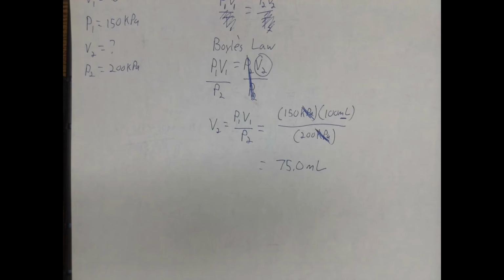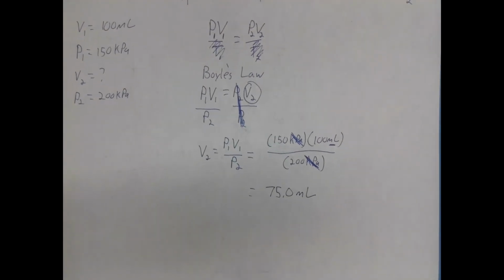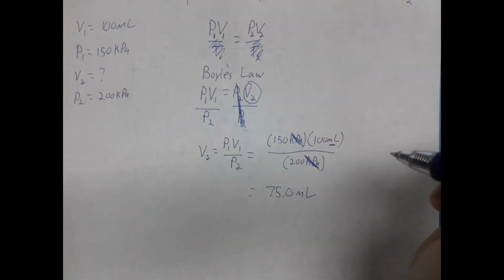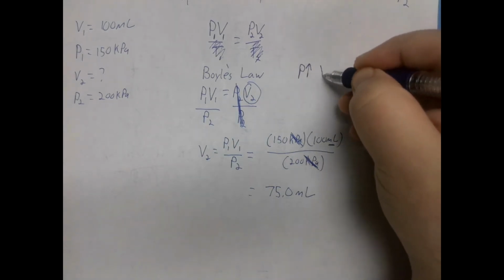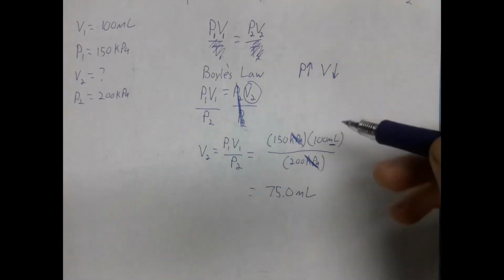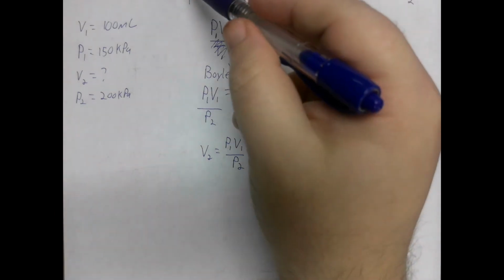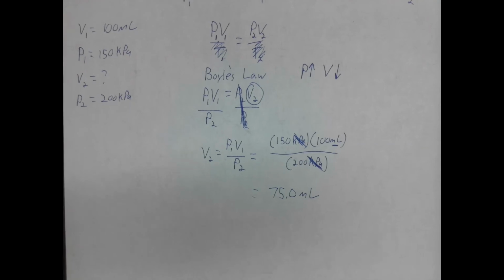And that would be the final volume. Again, to check to see if we're right, we know from Boyle's law that pressure and volume are inversely related, meaning that if pressure increases, volume must decrease. So pressure went from 150 to 200, and volume went from 100 to 75, so that checks out. Everyone good?